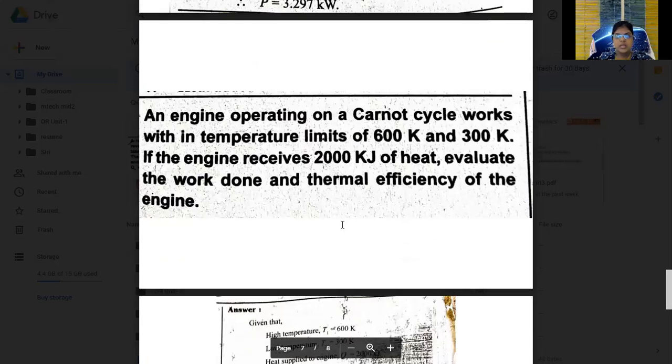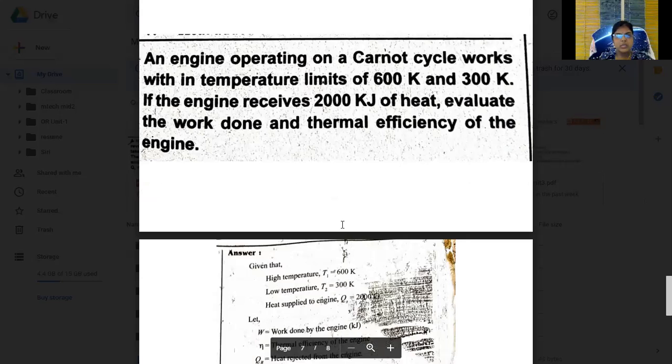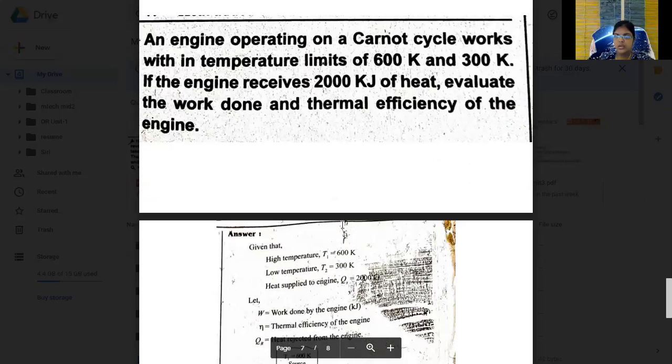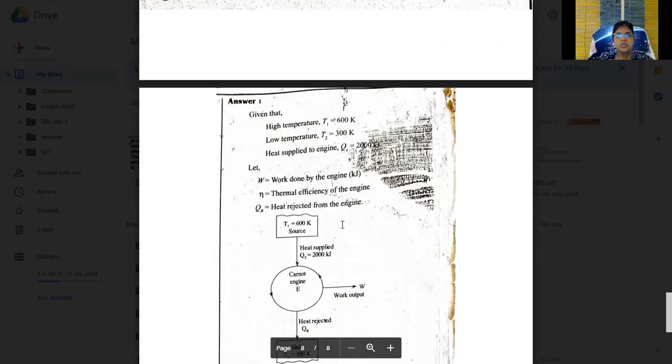Okay, and next, an engine operating on a Carnot cycle works within temperature limits of 600 Kelvin and 300 Kelvin. If the engine receives 2000 kilojoule of heat, evaluate the work done and thermal efficiency of the engine. So, whenever an engine is given, definitely we will calculate the thermal efficiency. So, this is our given data.